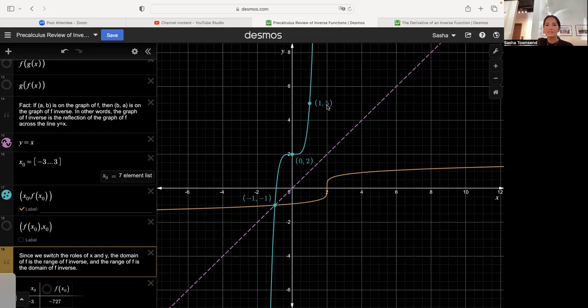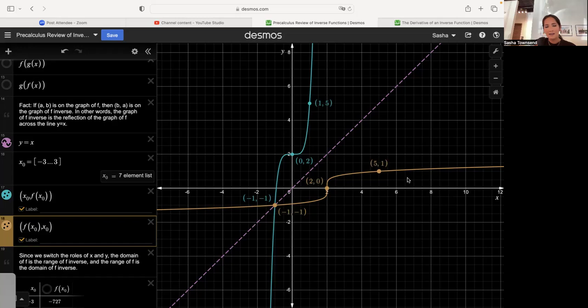So if we switch the roles of x and y, we should find the corresponding points on the graph of f inverse. Since (1, 5) is on the graph of f, (5, 1) should be on the graph of f inverse. Since this point (0, 2) is on the graph of f, (2, 0) should be on the graph of f inverse. And (-1, -1), if we flip them, we still get (-1, -1). If we do that, we see that those points are on our inverse function's graph. So we've done this correctly.